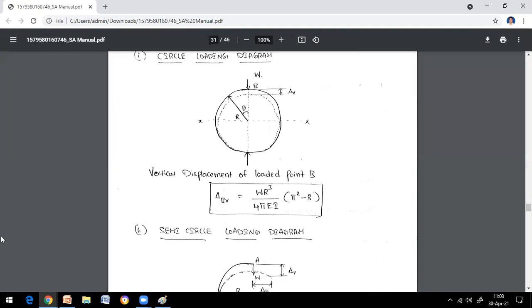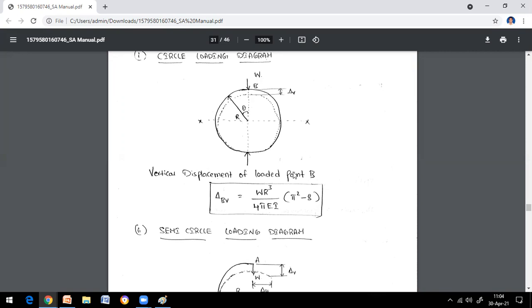With that, you can calculate the vertical displacement of the circular curved beam, and you can compare this delta V value experimentally by applying the load and measuring delta V with dial gauges. You need to place a dial gauge over here. Whatever value you get on the dial gauge should be the same as the theoretical formula, which is W R cube by 4 pi EI of pi square minus 8. This is how you are going to compare your theoretical value with the experimental value.